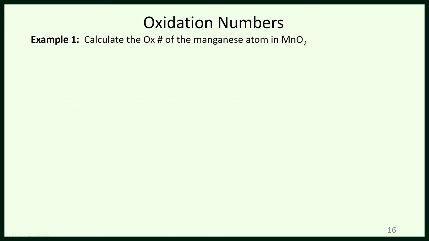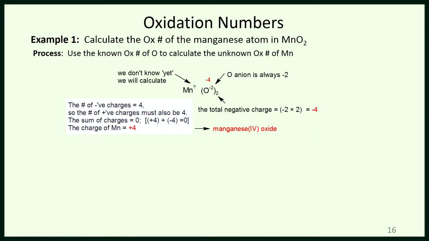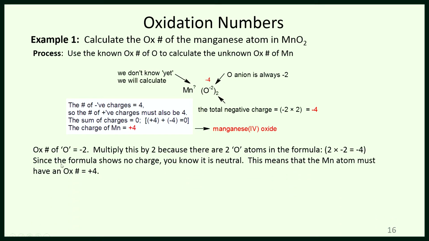All right, let's calculate the oxidation number of manganese in MnO2. The process is we will use the oxidation number of oxygen to calculate the unknown oxidation number of manganese. Here I've laid it out. We're saying calculate the oxidation number of manganese, and we're going to fill in the known oxidation numbers. So the oxidation number of oxygen is -2. We multiply this by 2 to get -4 because there are 2 oxygen atoms in the formula. So the total negative charge is -4.